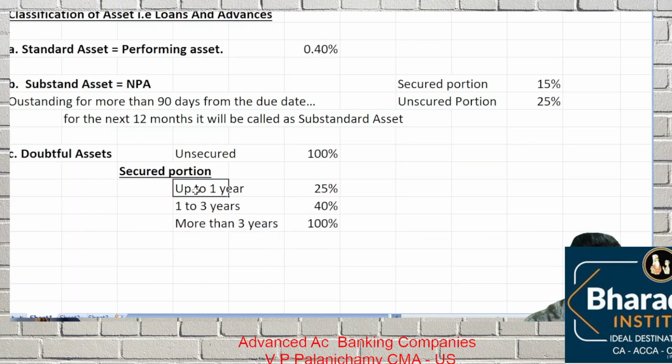For example, Vijay Mallya's property was pledged and at first they took a loan. The bank is still unable to sell it. So if it is 1 year, 25%, up to 3 years, 40%, more than 3 years, now 100% for the secured portion also. Vijay Mallya's property, more than 3 years, they are waiting. How long will they wait?